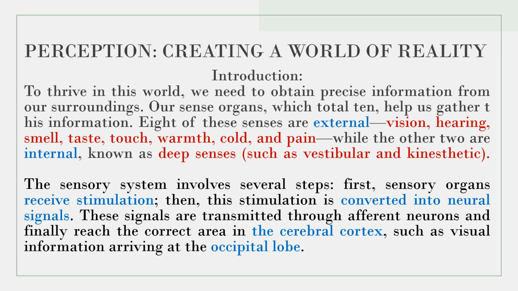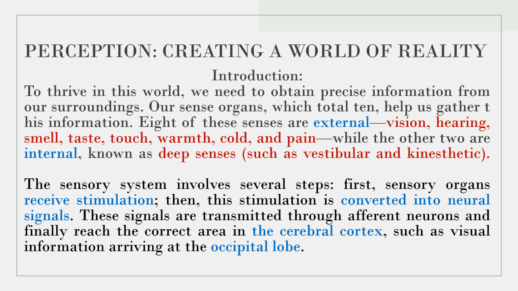So regarding perception, we perceive by the sense organs or senses, which are divided into two. The first is external and the second is internal. External senses are a total of eight, known as vision, hearing, smell, taste, touch, warmth, cold and pain. And two are internal, which are known as deep senses, such as vestibular and kinesthetic. Vestibular, by virtue of which we maintain our balance, and the sense of space by deeper kinesthetic senses.